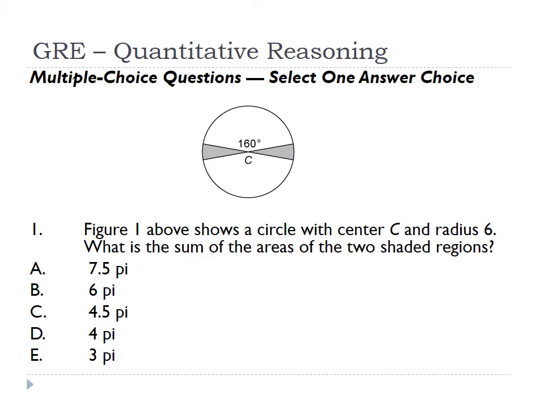I'm doing this on the fly. I hope I'm doing this correctly. What percentage of the circle is the shaded area? So if this is 160, that's 160. That's 320, right? The whole circle is 360, right? 360 degrees in a circle. Minus 320 is 40. So this must be 20 degrees. That must be 20 degrees.